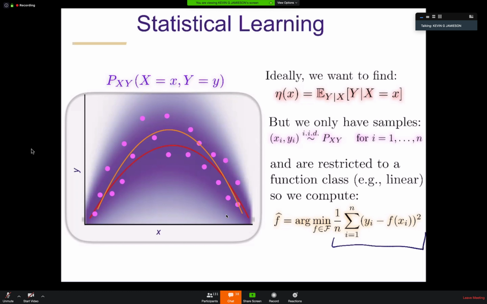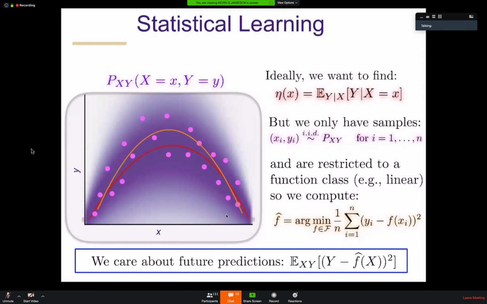And so what we learn is this orange line, where red is the best thing possible. We see the pink data points, and we learn this orange line that fits through these empirical data points, this finite amount of data. And so what we really care about is not how well we do on training data, but how we do on unseen future data, which is the expected value, for a new draw of x and y, of y minus f hat of x, squared.